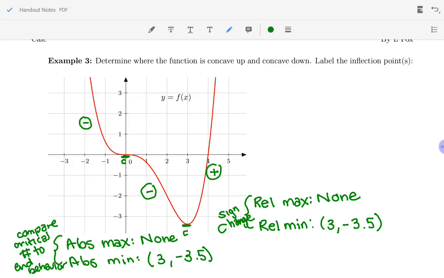So now we're going to flip back to where we were in the optimization section, and we're going to do that for that crazy graph on that page.